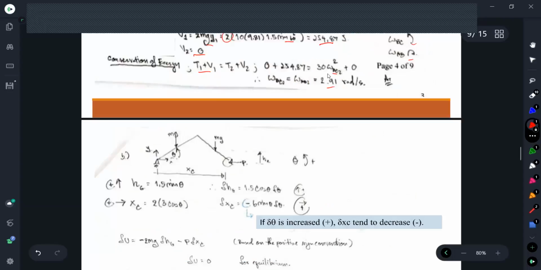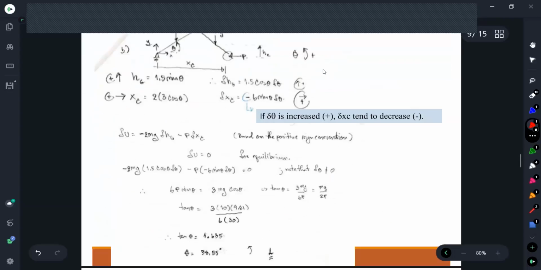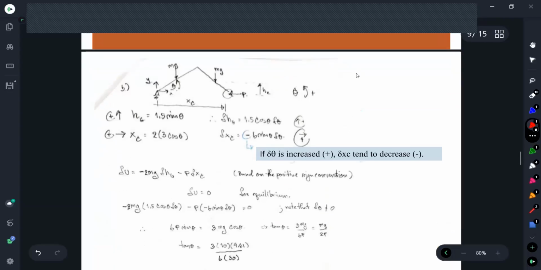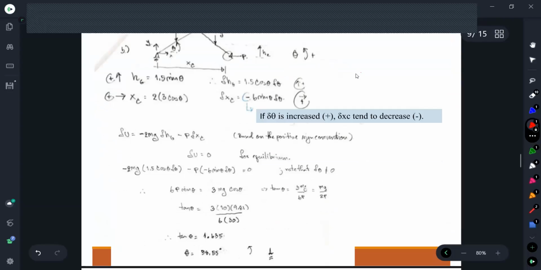Then we move to the static case. For this case we will apply the principle of virtual work. The principle of virtual work is applied for finding the equilibrium position of the rigid link. For this case we set up the coordinate at the fixed point. Point A is a fixed point, so we set up x to the right as positive and y upward as positive.